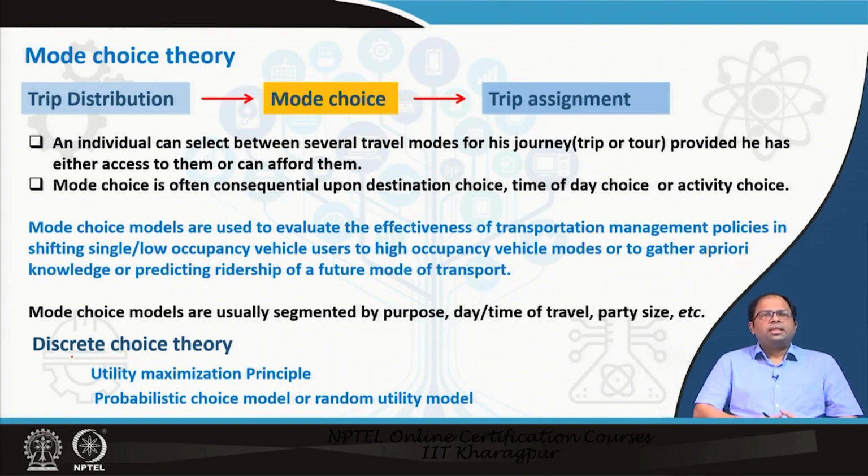So, we have already studied discrete choice theory. That is the underlying theory that is used when we develop these mode choice models. There could be many other ways we can develop mode choice models, but this is the primary way that is actually used. And we already know that in discrete choice theory we use the utility maximization principle. That means, a person chooses the alternative which has the highest utility, and then we have the probabilistic choice model or random utility model, where we have converted this utility maximization principle into a format where we can predict the probability of a particular mode being chosen by a particular individual.